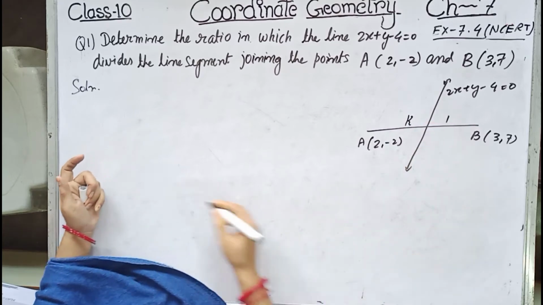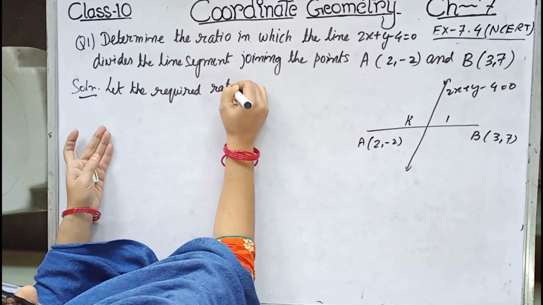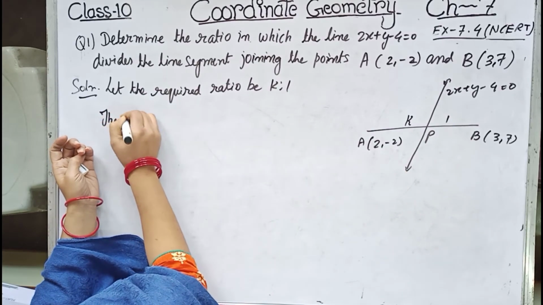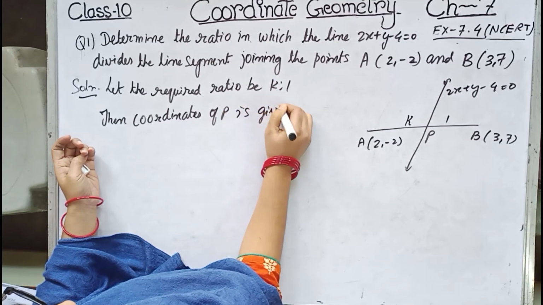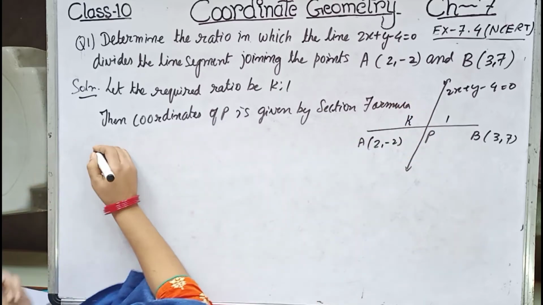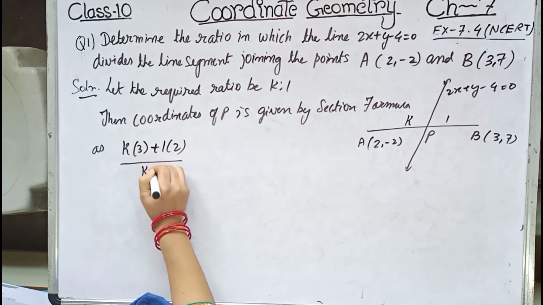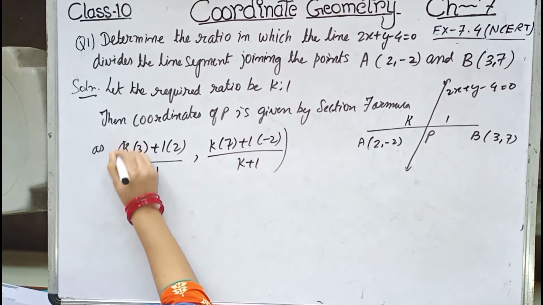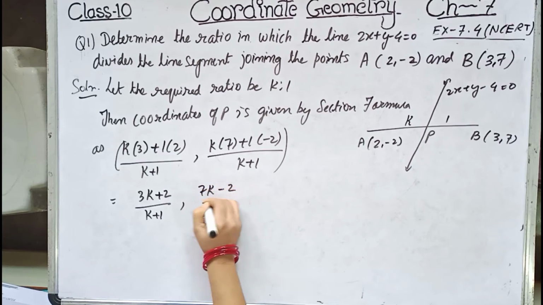So let the required ratio be k is to 1. Let us name this point P. Then the coordinates of P are given by the section formula as (mx2 plus nx1) by (m plus n) and (my2 plus ny1) by (m plus n), which equals (3k plus 2) by (k plus 1) and (7k minus 2) by (k plus 1).